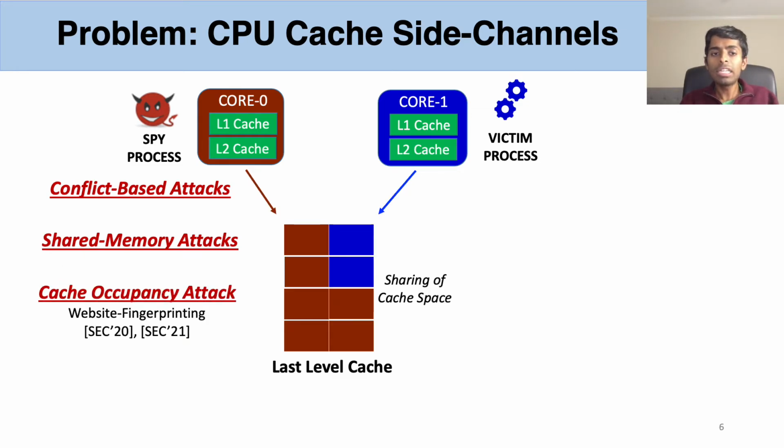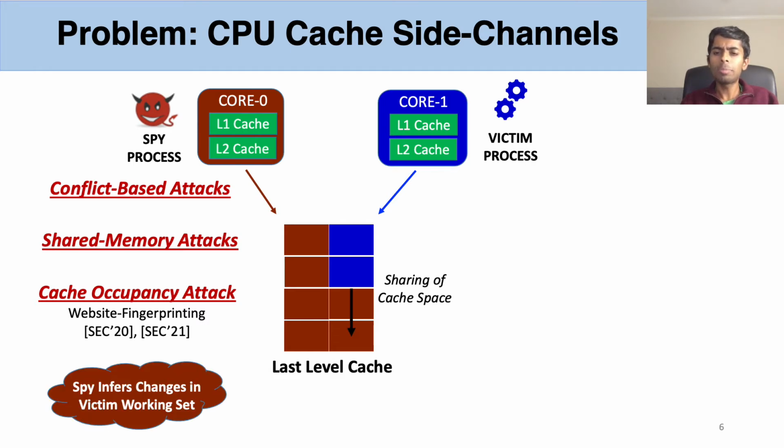Lastly, the recently discovered cache occupancy-based attacks are the third and the most generic attacks, where the spy simply exploits sharing of the limited cache space with the victim. Here, the spy is able to fingerprint the victim's execution by simply observing how much of its working set gets evicted when the victim program executes.